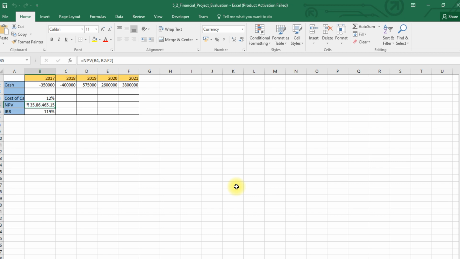Consider the following calculations in the spreadsheet. We'll determine NPV based on an assumed cost of capital figure. So in this spreadsheet, it is 12%. Since NPV is greater than 0, the project is accepted.